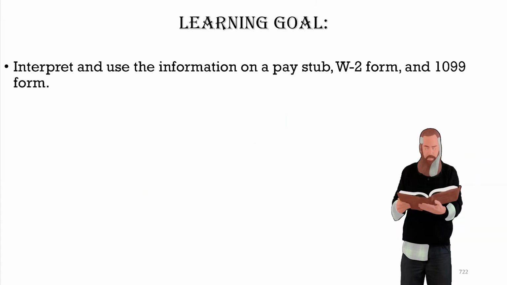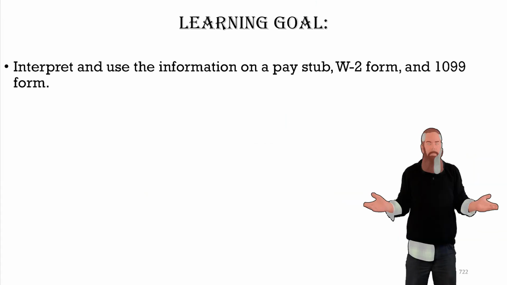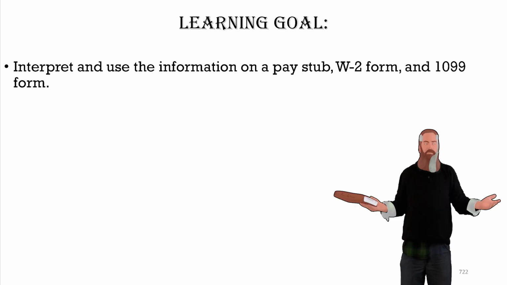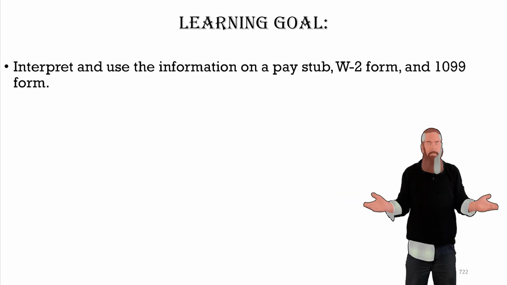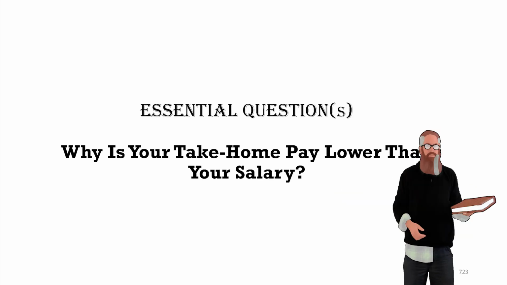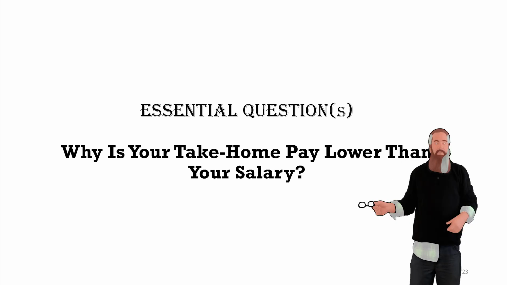It was financial advisor Robert Hopkins who said they take the money out of your paycheck before you can go out and spend it. In this lesson, we're going to interpret and use the information on a pay stub, W-2 form, and a 1099 form, all to answer the question, why is your take-home pay lower than your salary?